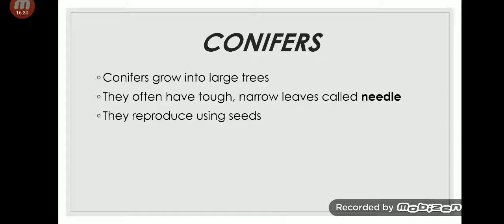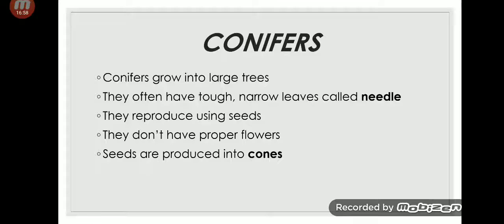They reproduce using seeds, not spores. For example, when you eat an apple, you can see the seeds inside, right? That is a seed, not a spore. They don't have proper flowers. They do have flowers, but you can say these are flower-like structures. Seeds are produced in cones. I will show you now what the cones are.